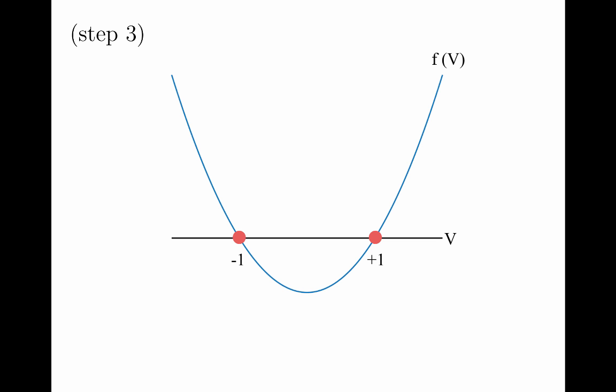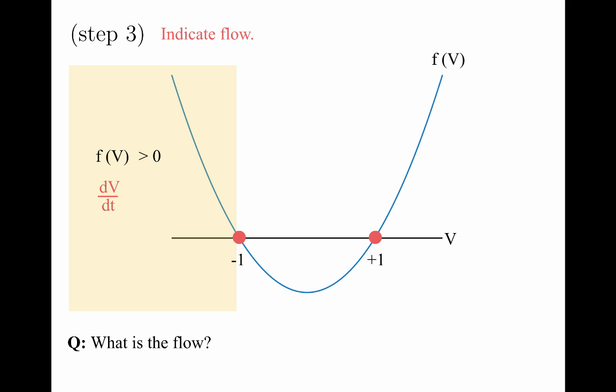Okay, so let's now draw the flow on our phase space. To do that, let's consider what is the flow. Well, we'll consider it in three separate chunks of our phase space. Let's start all the way to the left, for values of v less than our leftmost fixed point, so less than minus 1. What is f in this interval? Well, we see that f of v, if we look at our blue curve, is always positive. It's always above this horizontal black line. So if f of v is always positive, that means dv dt is also always positive, and v must be increasing. We'll indicate this increase by drawing a red arrow pointing to the right, indicating that v is increasing in this yellow interval, moving to the right.